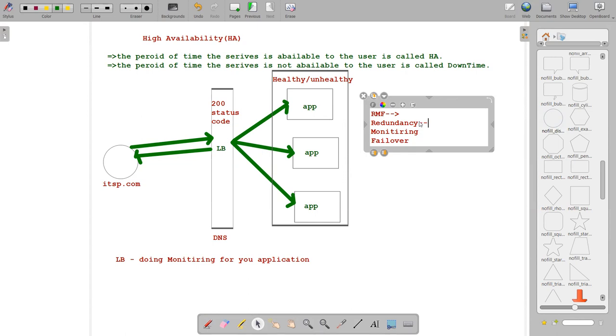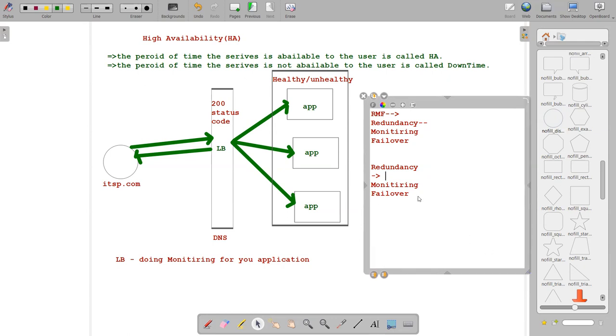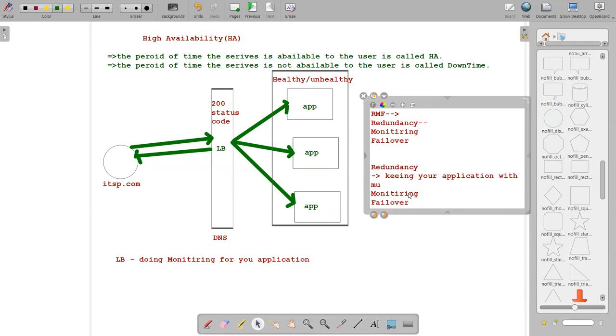Failover means it automatically restarts: if one goes down, another server will take the request. Now I'm giving a definition for these. Redundancy is keeping your application on multiple servers; then we are achieving redundancy.